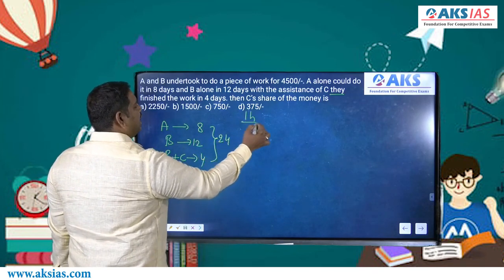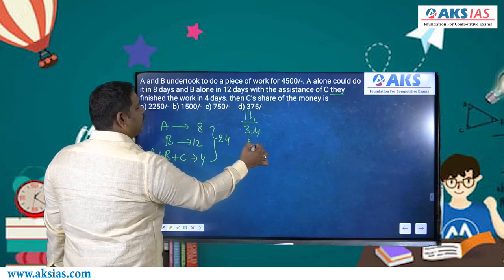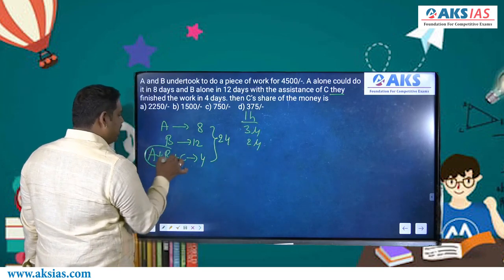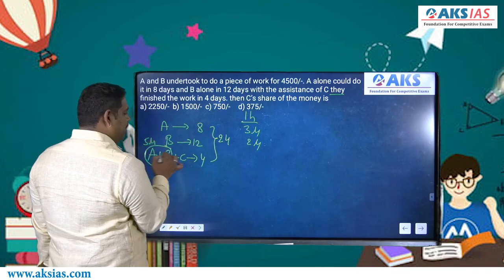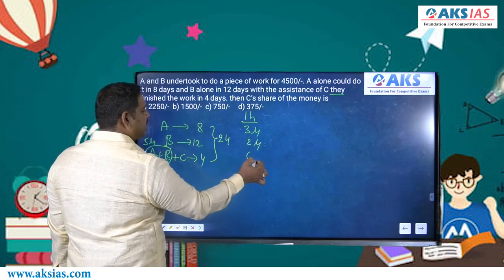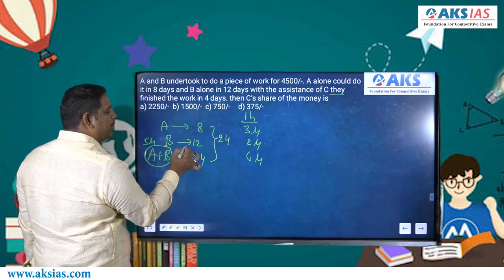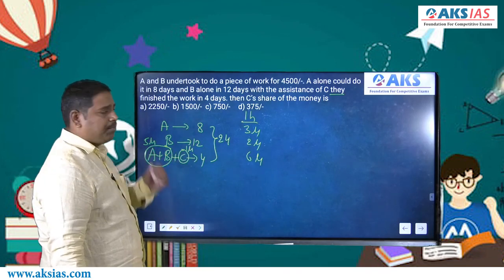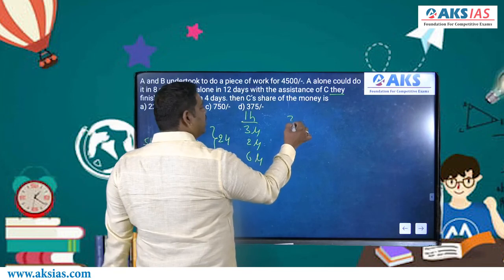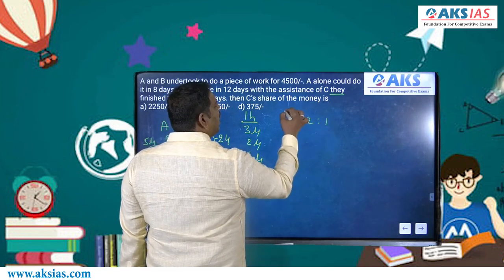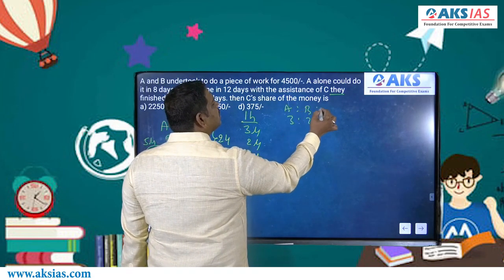In 1 hour, A can do 3 units, B can do 2 units. That means A plus B, 5 units. But A, B, C, 24 by 4, 6 units. Sir, 5 units, sir, totally 6 units, sir. That means C is doing how many units of work? 1 unit, right? So money will be distributed in the ratio 3 is to 2 is to 1 among A, B and C. Is it correct?